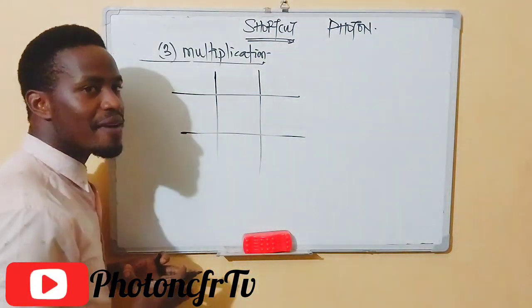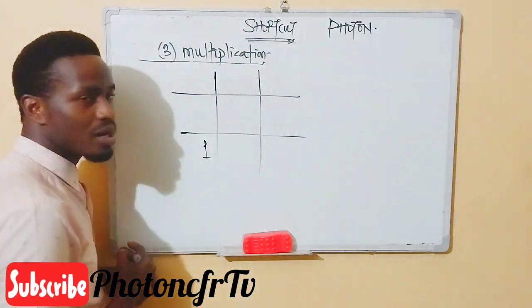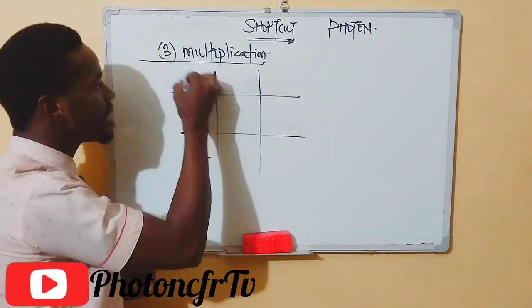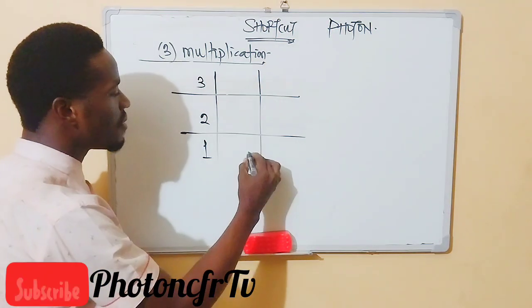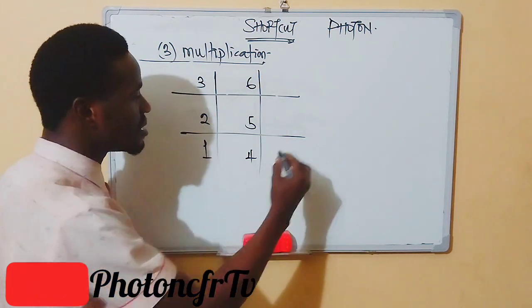Now, how do I get these values? You're going to come to the last box here. You're going to place 1. And you go all the way to the top. 2. 3. You come to the next one. 4. 5. 6. You go to the last one.